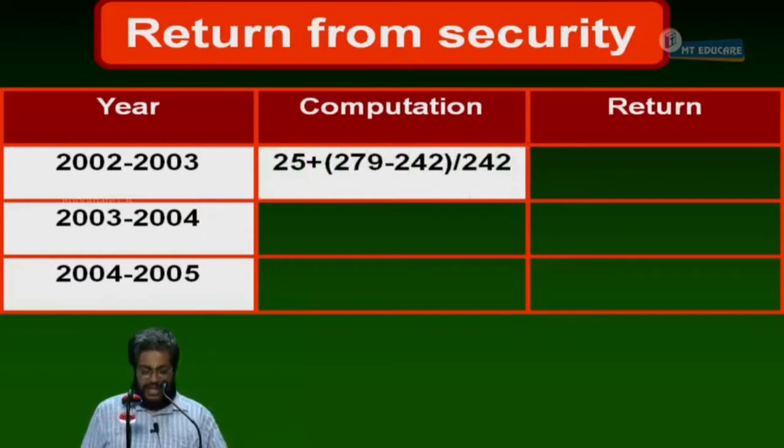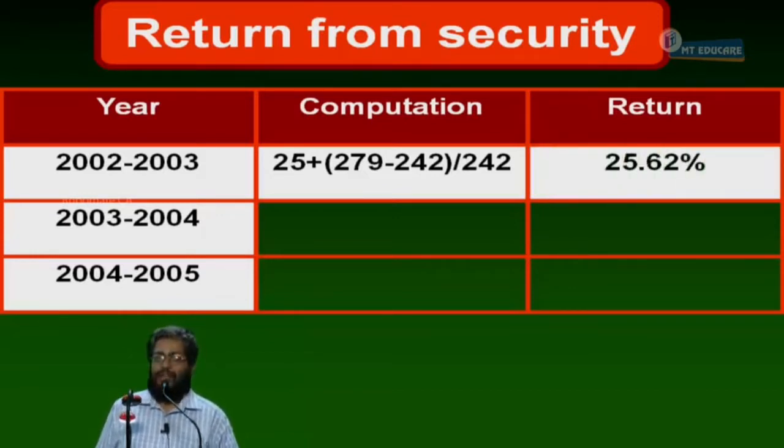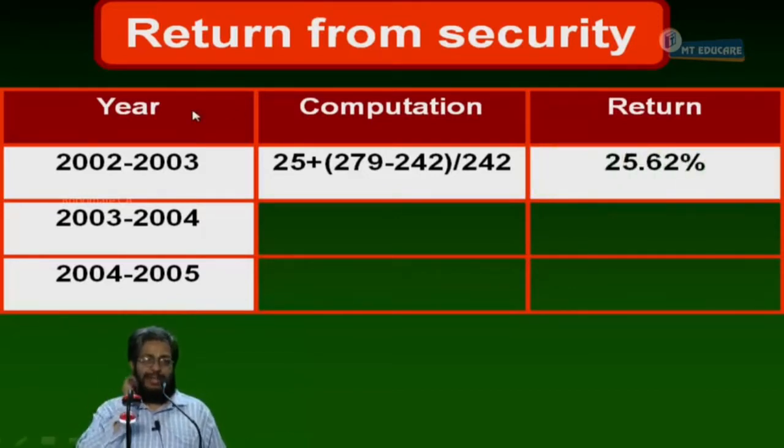Tell me the calculation. 25 dividend plus 279 minus 242, that is P1 minus P0, whole divided by 242. I want you to be busy. You should calculate and tell me how much percentage. 25 plus some number by 242. What is the number? 25.62%. Please do it and then write. It will give you involvement in the numbers and question. Can I proceed or not?